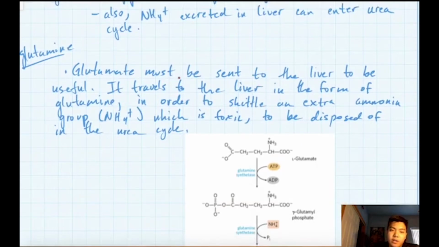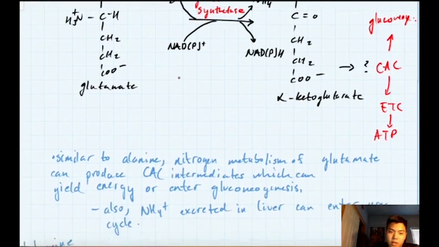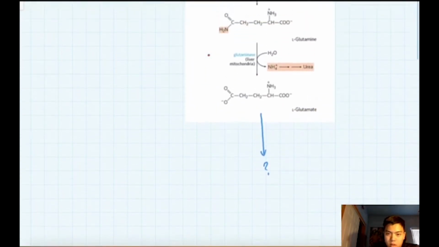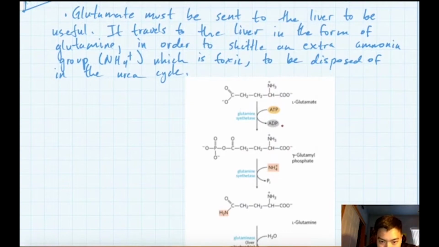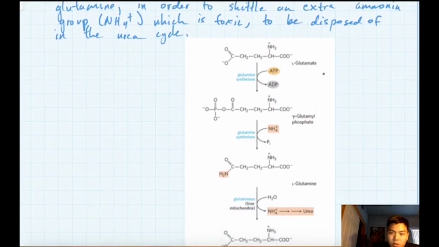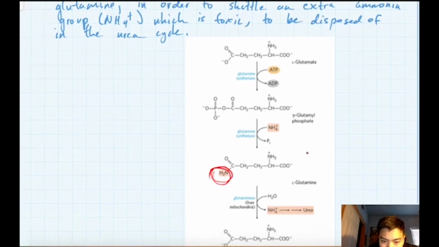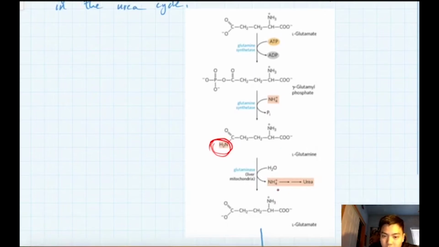Glutamine, very similar to glutamate, but it holds an extra amino group. It holds an extra amino group, right? And so you can attach another amino group right here, and you can transfer it to the liver that way. And now you have two, right? This and this. You have two amino groups that can be excreted in the liver. So it's kind of more of a compact way to send these toxic amino groups to the liver, but in a safe way, if that makes sense.